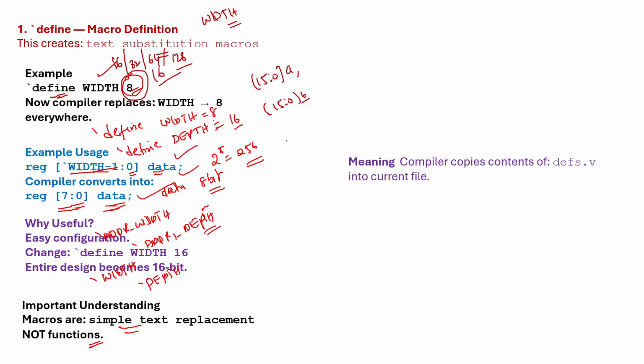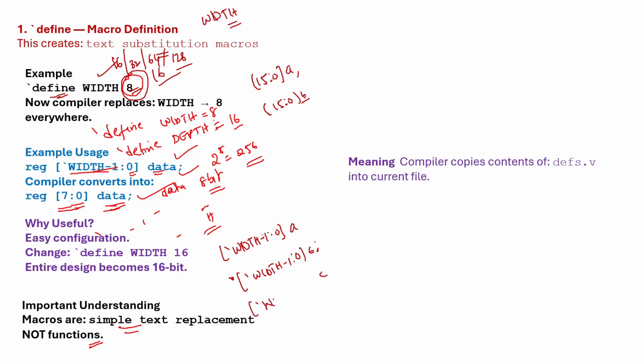If you want to change easily, the entire design can be configured to 16. I want to change my width here, so I apply `define WIDTH 16. Then whenever you are utilizing variables like a, you write `WIDTH minus 1 down to 0, and then b is there, `WIDTH minus 1 down to 0 b, and then c is there, `WIDTH minus 1 down to 0.